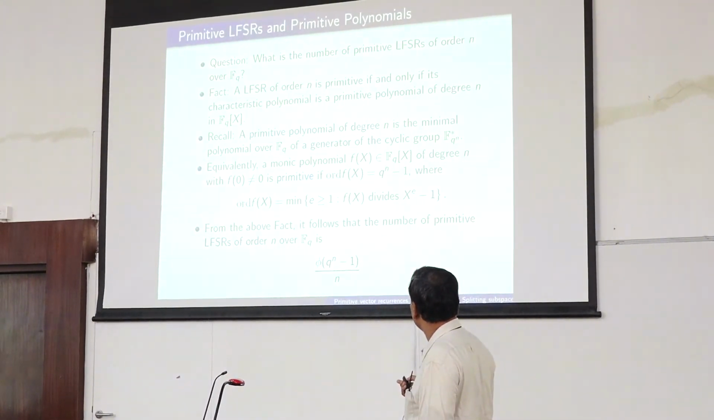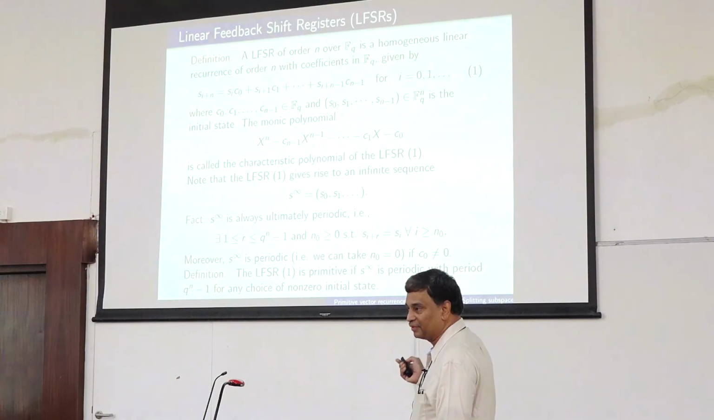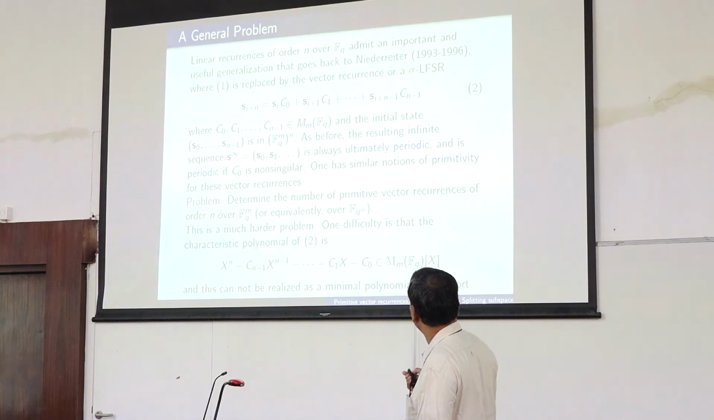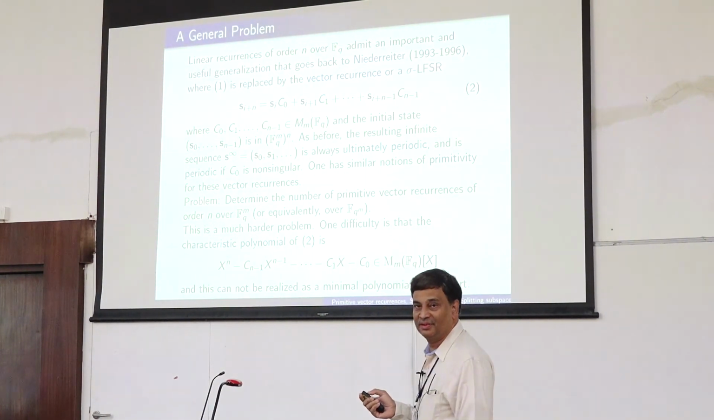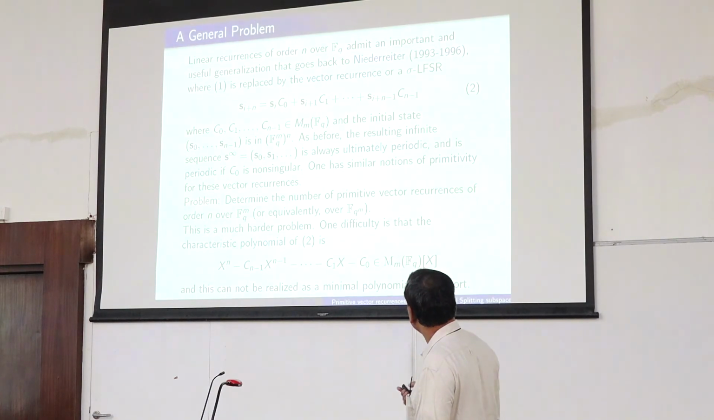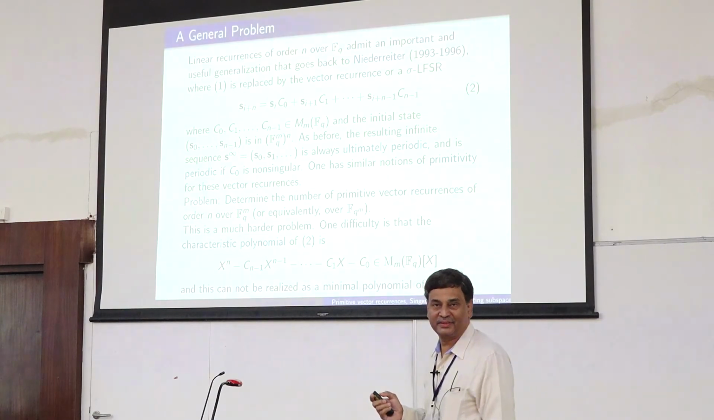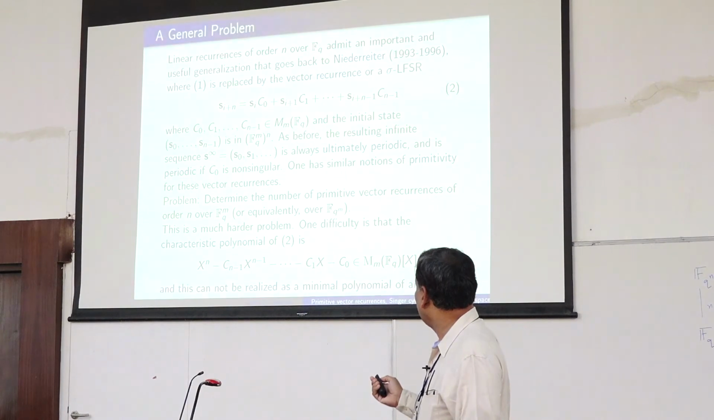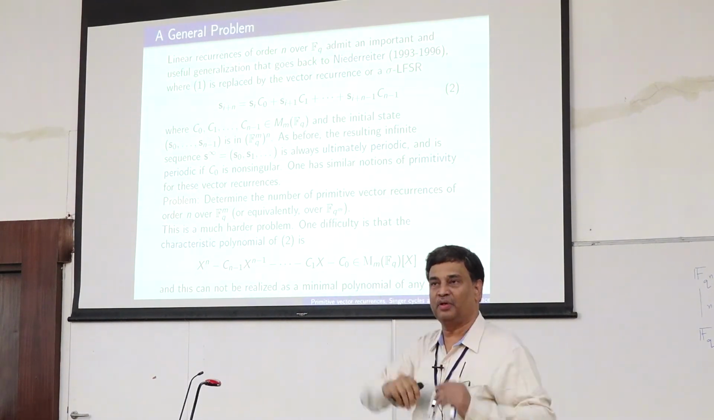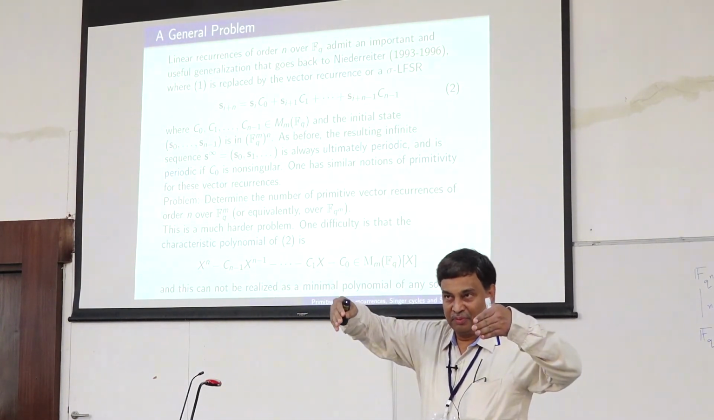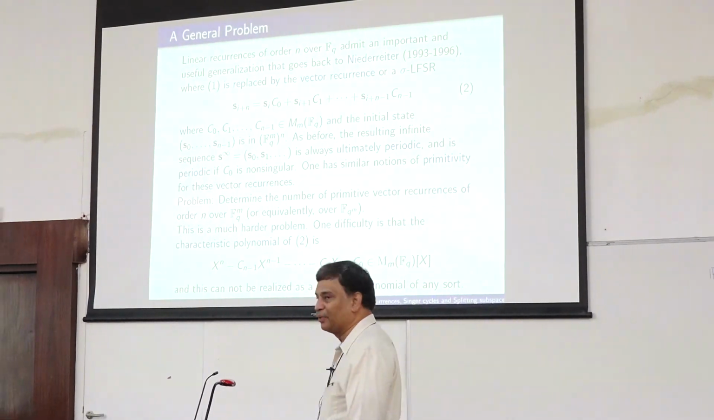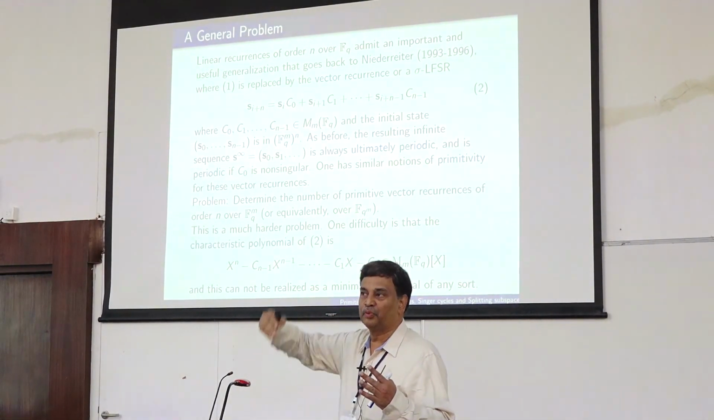This is a natural generalization of this notion of LFSR. So, what is that? Instead of taking constants C0, C1, ..., Cn minus 1, you take m cross m matrices, say capital C0, C1, ..., Cn minus 1. And instead of your initial state being elements of Fq, you take them to be vectors, say m-tuples of elements of Fq, Fq to the power m.